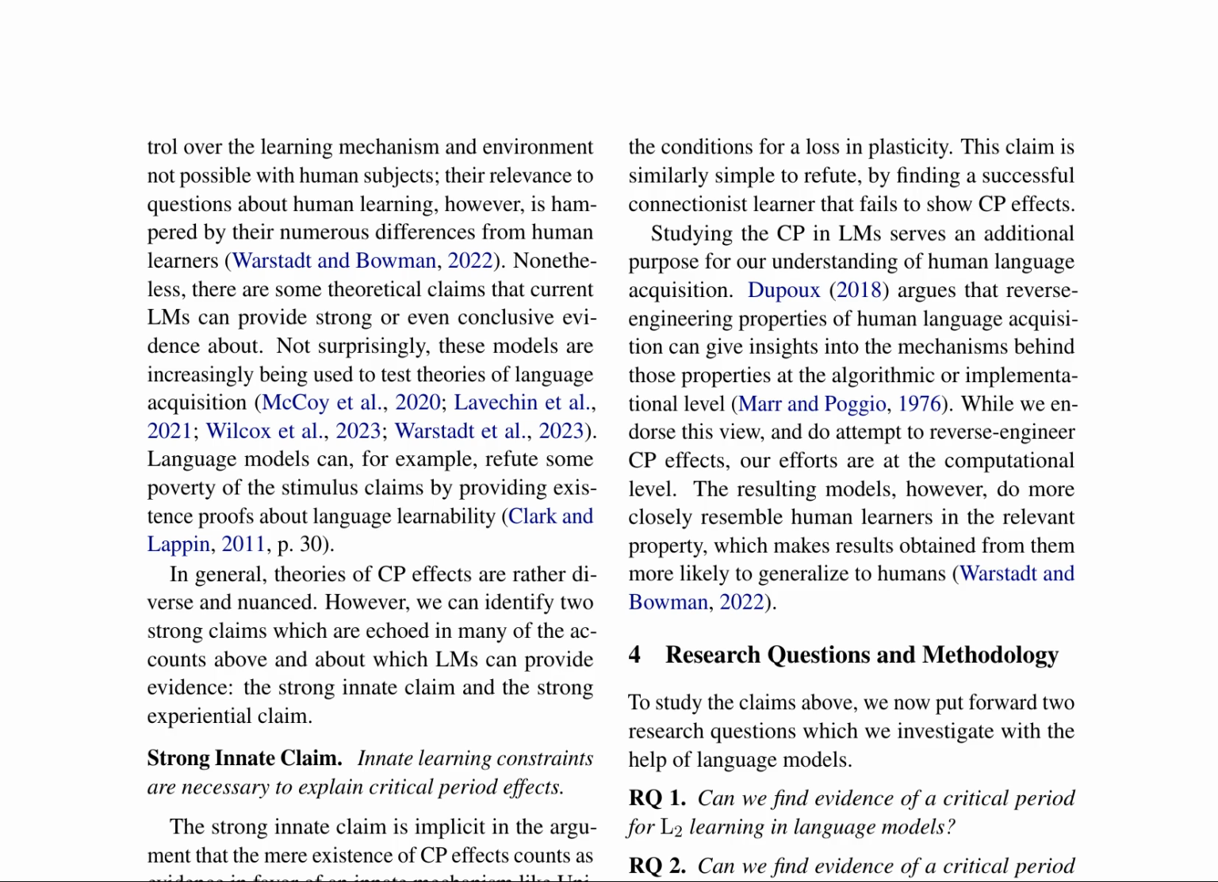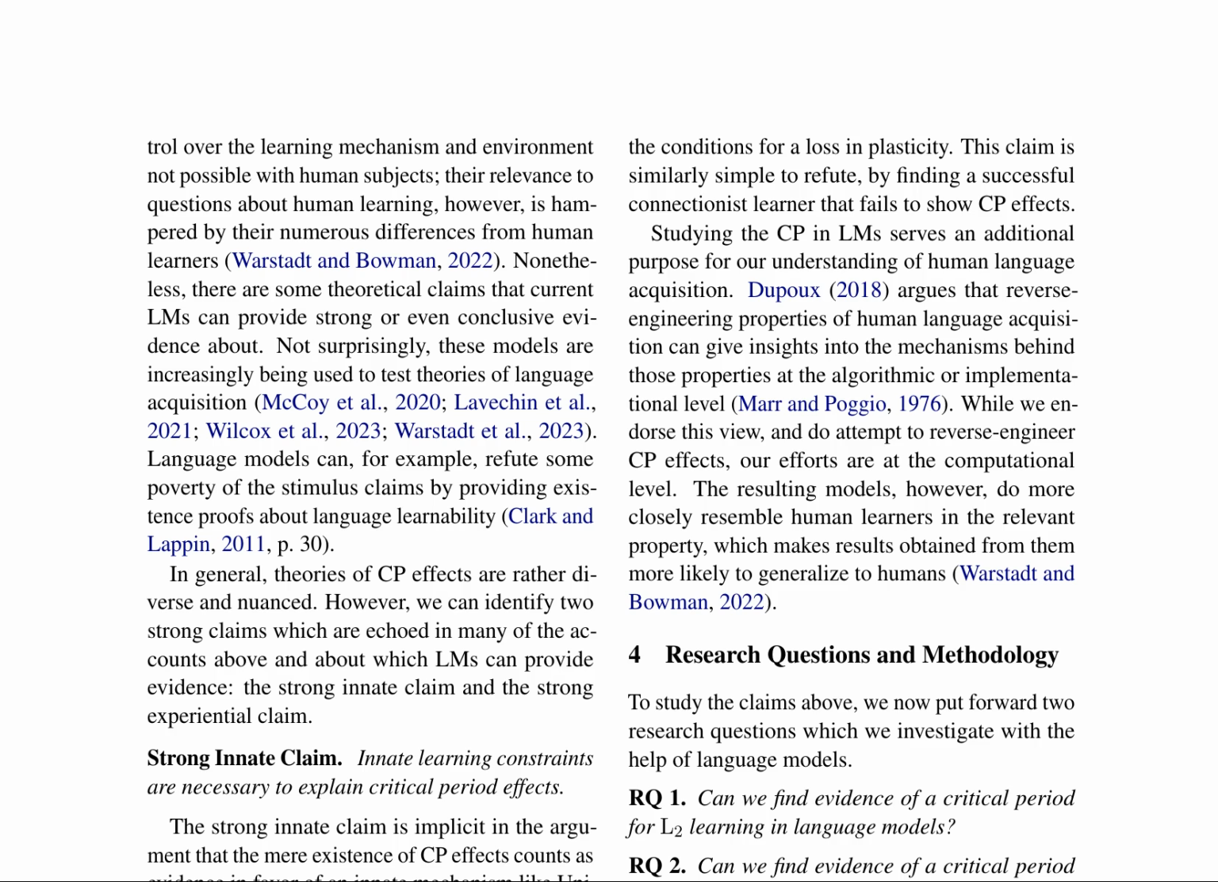This paper focuses on two strong claims: the strong innate claim, which posits that innate learning constraints are necessary to explain critical period effects, and the strong experiential claim, which suggests that critical period effects are a necessary consequence of successful statistical learning. Transformer-based language models, with their domain general learning abilities, may be able to refute the strong innate claim by exhibiting critical period effects despite their low bias.